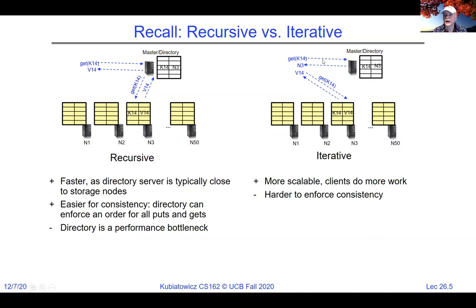An iterative approach is one in which the client talks to the directory, then talks to the individual nodes, and we're not routing queries through anywhere. Every individual client is doing that particular lookup. You can imagine that this second example might be more scalable because we can have many clients all driving the lookups. It gets a little tricky to maintain consistency though. And so that's one of the reasons we might want to have recursive.